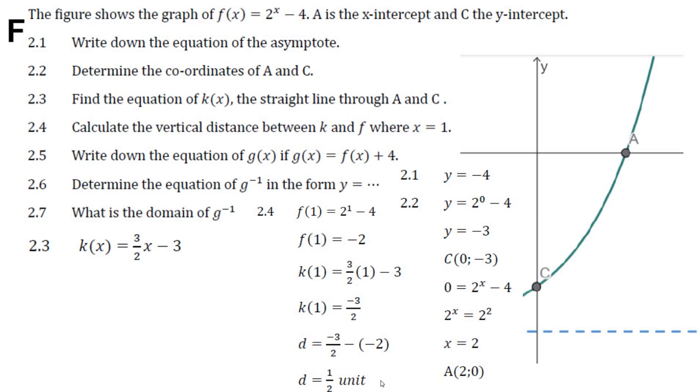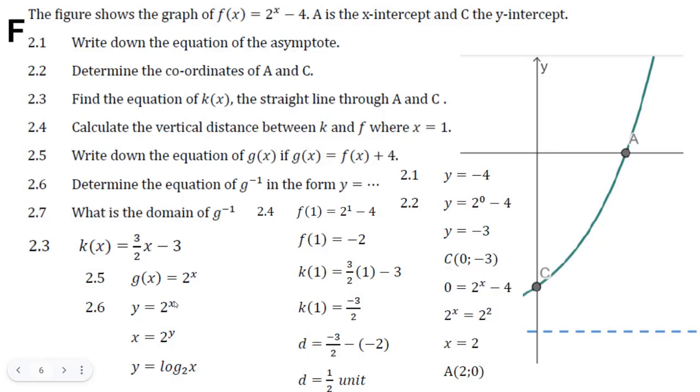All done. Now determine the equation of g of x if g of x is whatever f of x is, but we add 4 to it. Well, if we added 4 to this equation, it would just turn into 2 to the x. Well, that's nice and easy, so that's your answer.